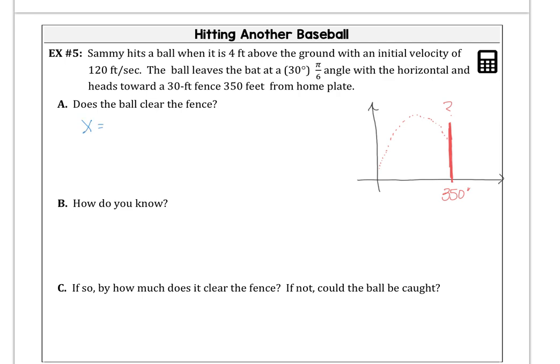Our x-coordinate is 120, because that's the velocity, times cosine of pi over 6, so 120 cosine pi over 6 t. And then y of t is going to be in feet, so our gravitational constant is 32 feet per second per second. Half of that is negative 16 t squared, plus initial velocity times the sine of pi over 6 t, plus 4. So will the ball hit the wall? Does the ball clear the fence?